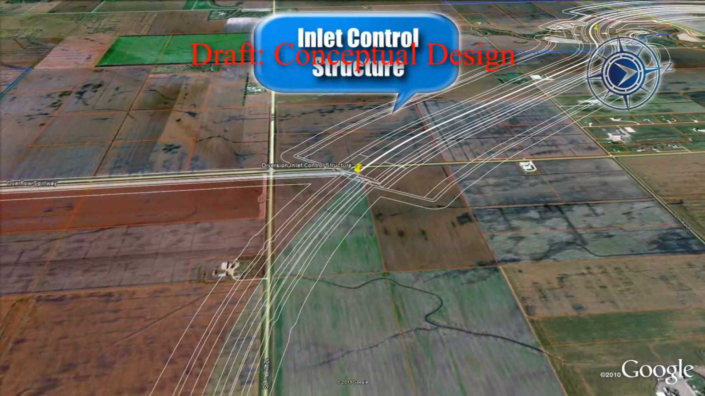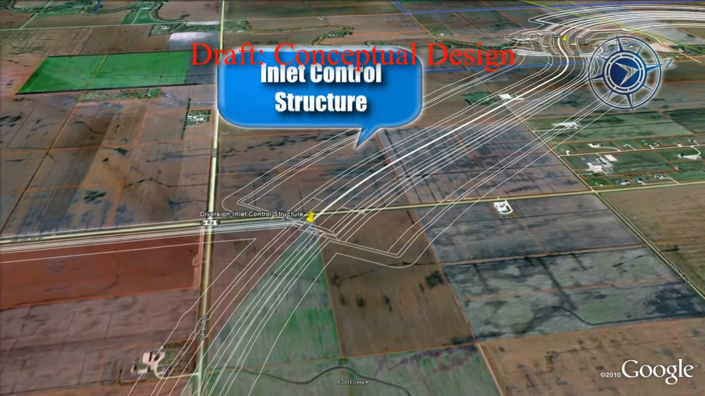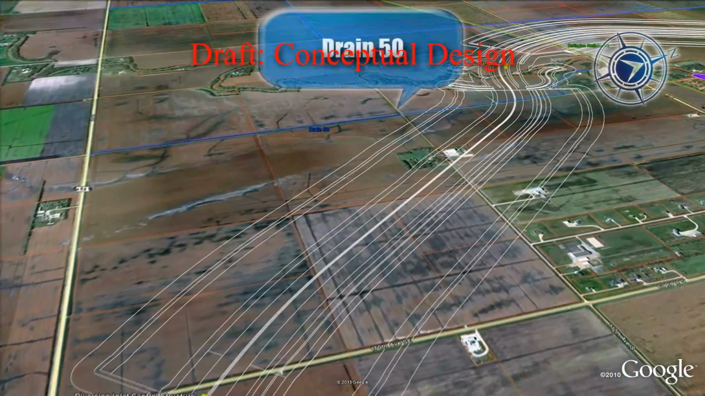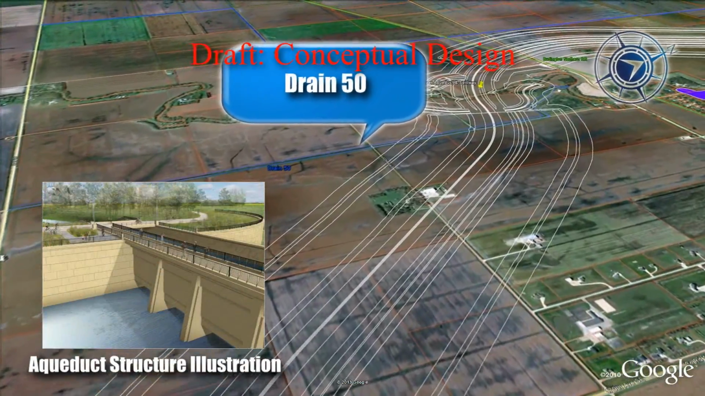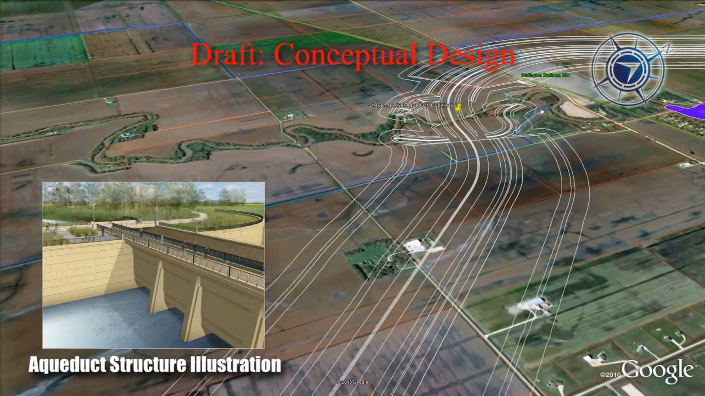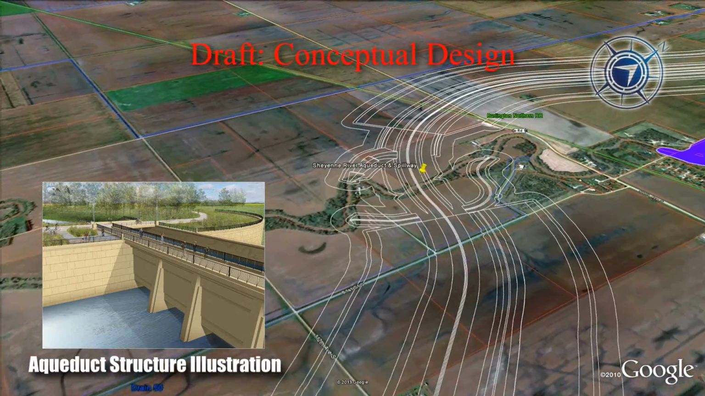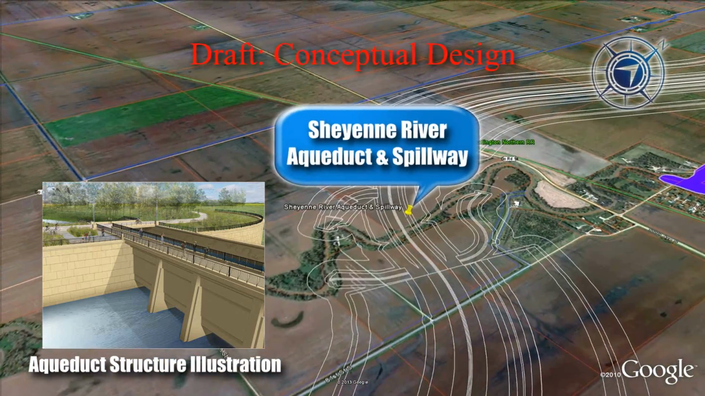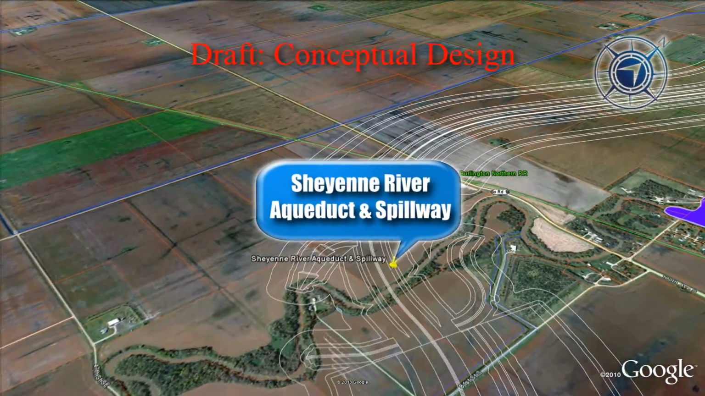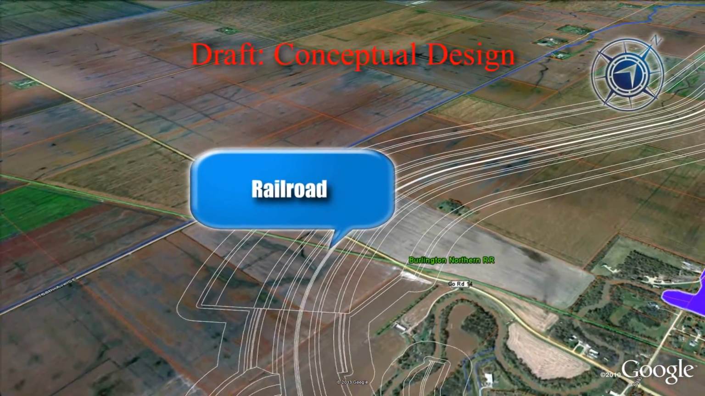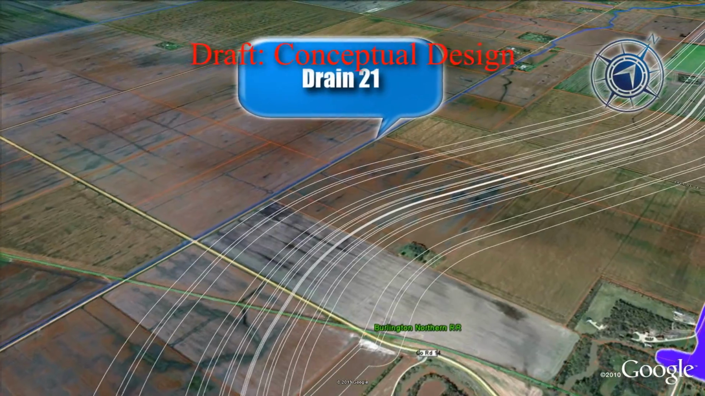Here you can see the diversion inlet control structure, which will be a gated structure that allows flows to enter into the diversion channel. The diversion channel will wrap around the south side of Horace. There will be an aqueduct structure that allows the Cheyenne River to pass over the top of the diversion channel. And under high flows, the aqueduct structure will have a spillway that allows floodwaters from the Cheyenne River to spill into the diversion channel below.